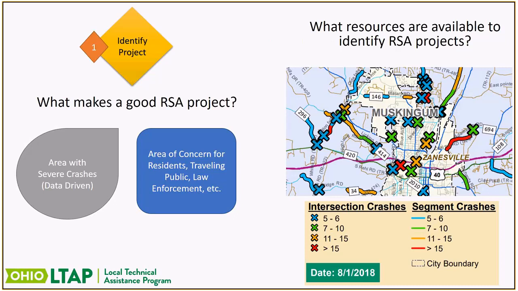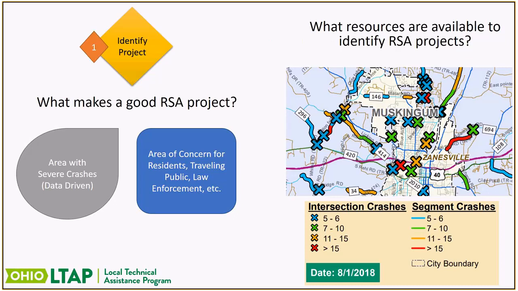What happens normally is you get an area of concern from residents or maybe the traveling public or law enforcement who are responding to an area an awful lot and want to point out that something is going on that needs to have a look and a potential fix. And I think when you look to see what makes a good RSA project, you need a marriage between the two: the area of the severe crashes and then also the area of concern. Once you put that together, then you get what really makes a good RSA project.